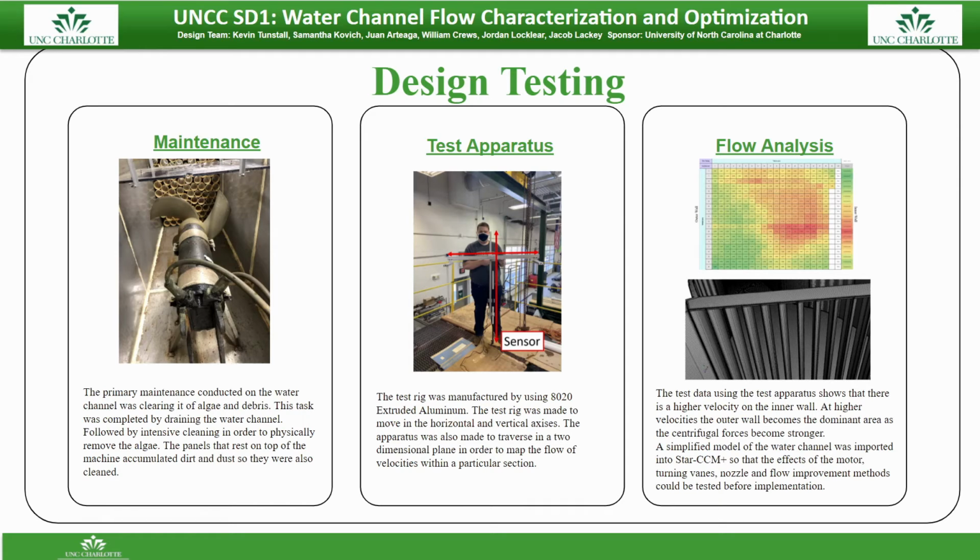On the right, you can see our initial data, and this is for around 0.6 meters per second. You can see that at the inner wall, it's actually faster than at the outer wall. And this will also change when we go up to higher speeds as centrifugal forces begin to build up.